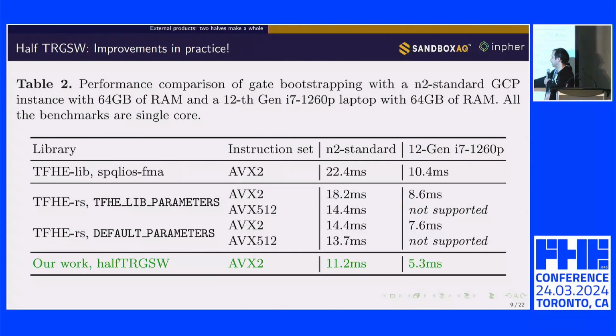So here are the benchmarks using this possibility. So here is what you would get on a cloud machine, so an N2 standard machine, and here what you would get on a typical laptop with a 12th gen Intel processor, for example.